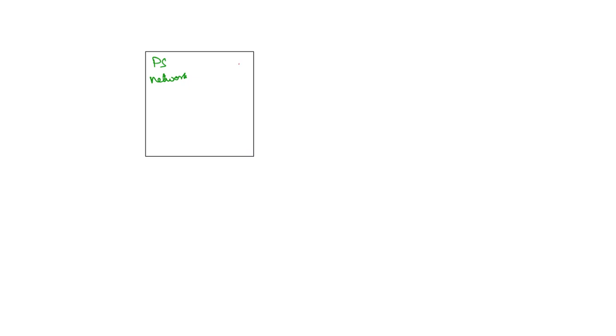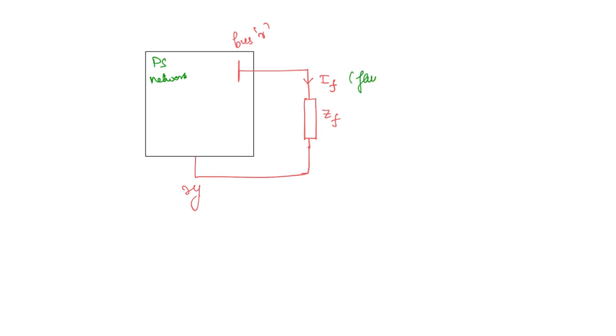If you consider bus R here, this is now shorted to the reference node, right? This is how a fault will look like. Sometimes the fault will have some impedance associated with it. If nothing is given, then you can simply take 0. But if some fault impedance is given, then we consider it as ZF. Now the current through this is IF, the fault current.